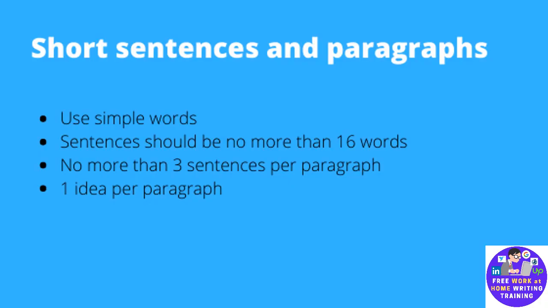Short sentences and paragraphs. If you are writing informative articles, you have to make your sentences short and simple. You don't have to use long-winded sentences and PhD-level vocabulary like you would do in academic writing. Keep in mind that your readers in general vary in levels of education or vocabulary. Use simple words as much as possible so that your readers don't have to continually check the dictionary just to understand what you're trying to say.